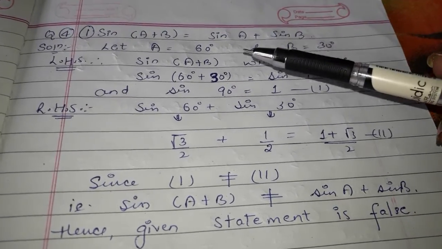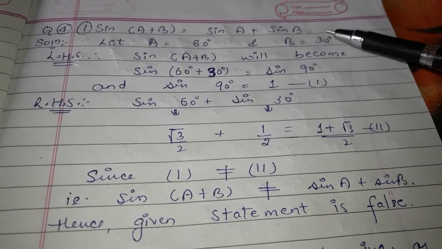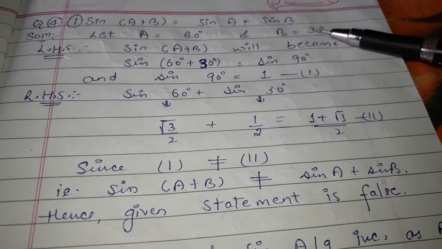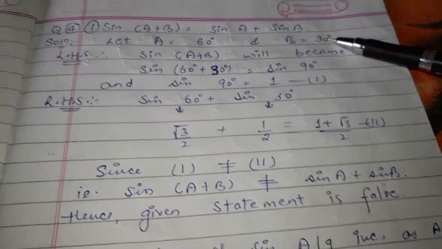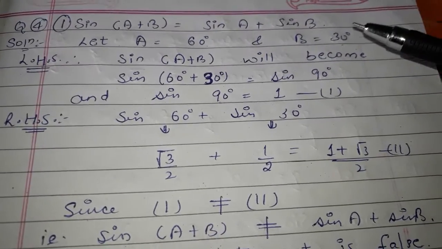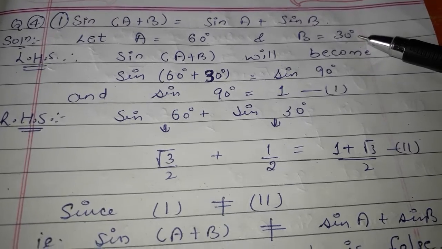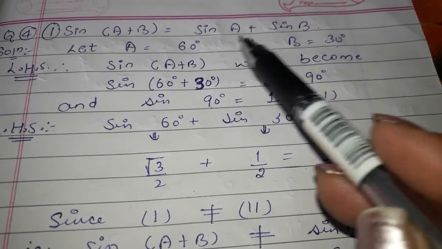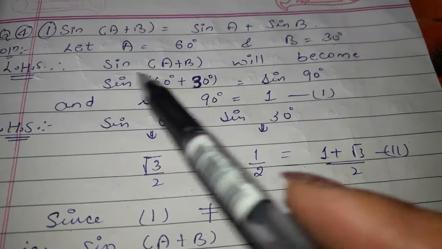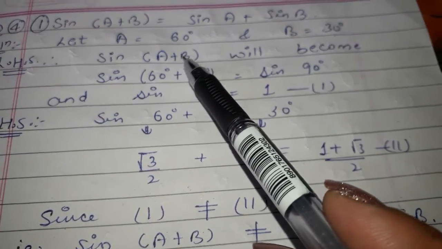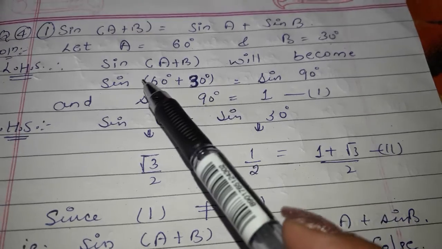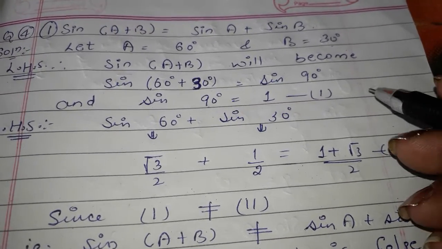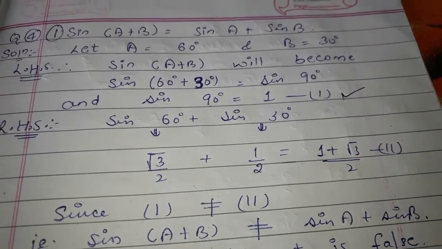You can assume A is equal to 60 degrees and B is equal to 30 degrees, or A is equal to 30 degrees and B is equal to 60 degrees. I am assuming here A is equal to 60 degrees and B is equal to 30 degrees. Therefore, on putting these values, the left-hand side, that is sin(A + B), will become sin(60 + 30), which is sin 90, and the value of sin 90 is 1, we already know it.